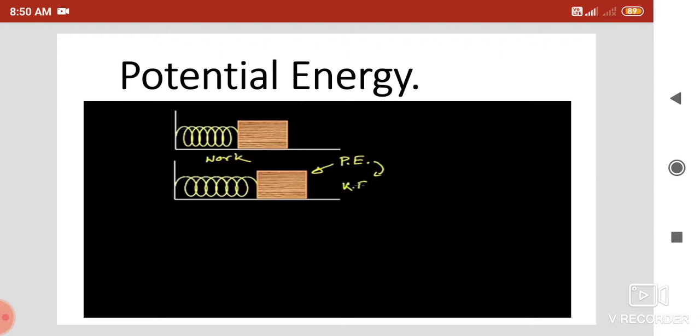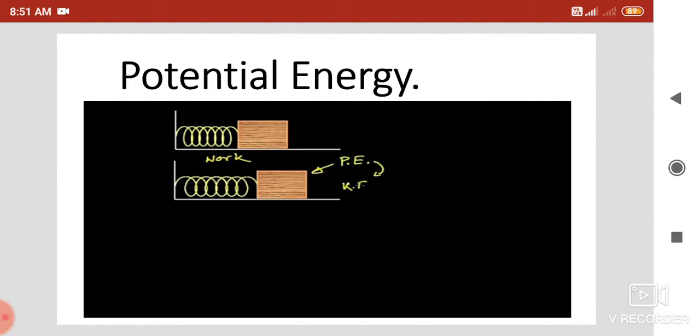You can see in the second figure the spring is displaced. Because of applying force, the block gets displaced. It means work is done on the block, and this work is nothing but the energy stored in the block.